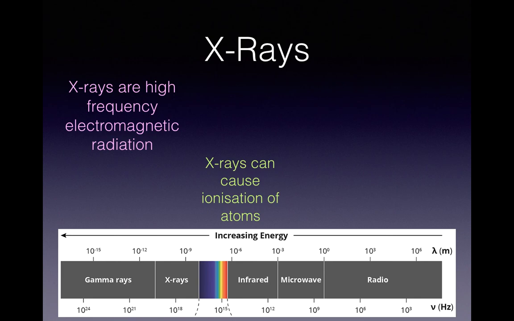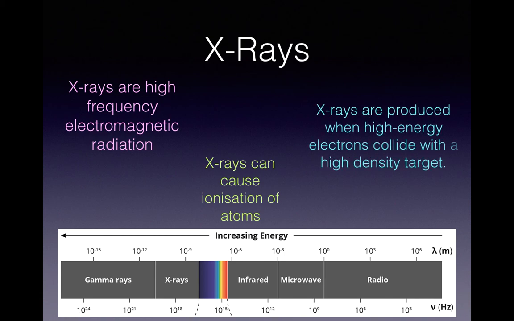Right, you'd produce X-rays in a hot cathode Coolidge tube, and how that works is electrons strike a high density target. They're moving very quickly, and that high density target will give off X-rays. We'll deal with that in the next video.